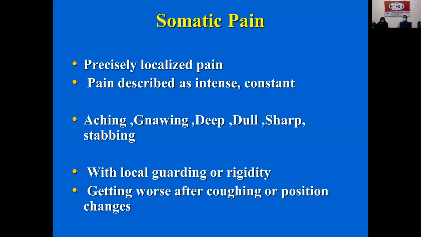Somatic pain, soma means external parts of the body. So a pain which is arising from the skin, muscles, and bone can be included in somatic pain. It is usually a more localized pain, and the character is usually aching, gnawing, deep, dull, sharp, stabbing. These are the qualities of the pain. And sometimes the position will exacerbate the pain. So these are the features of somatic pain and visceral pain.